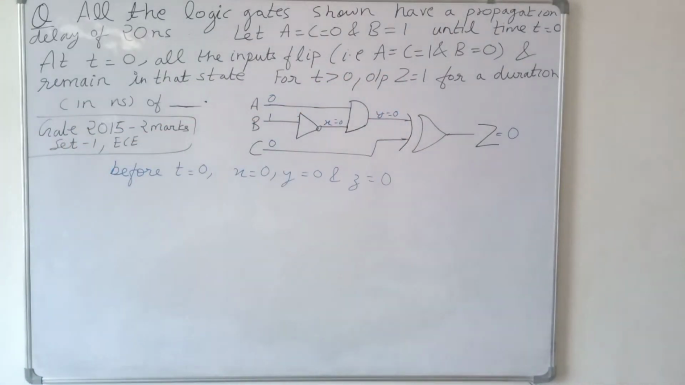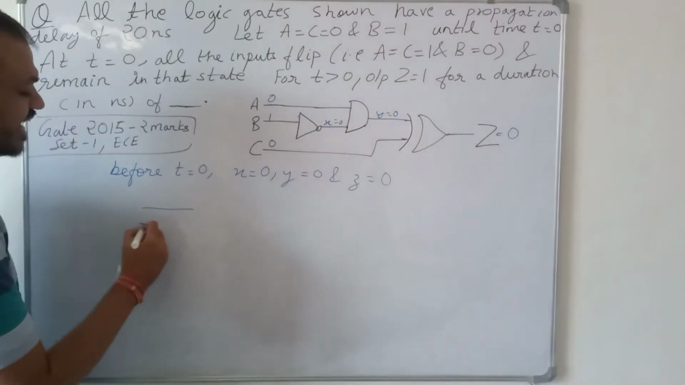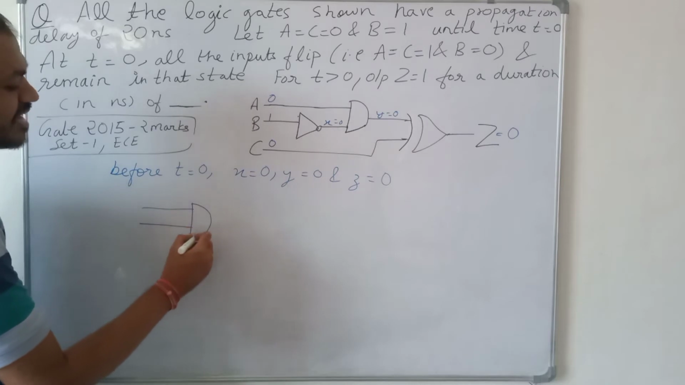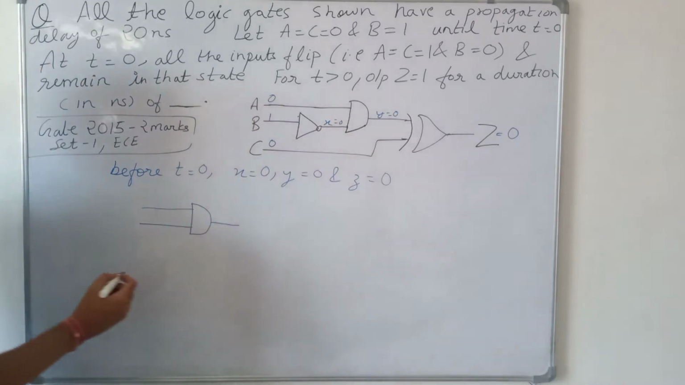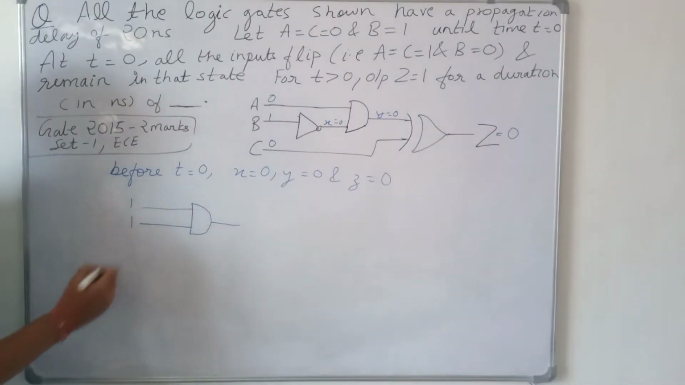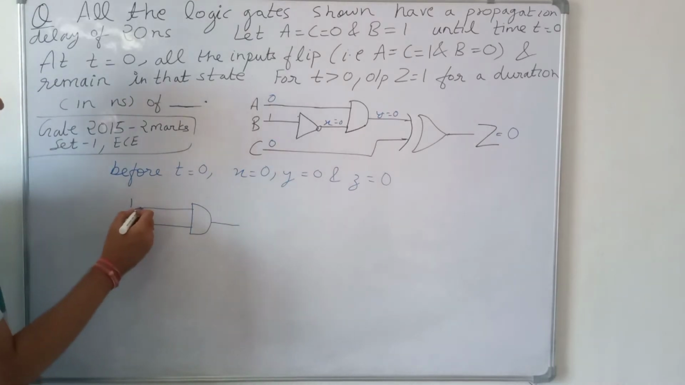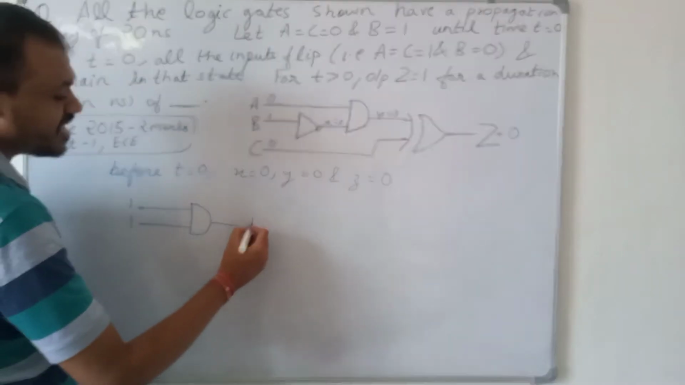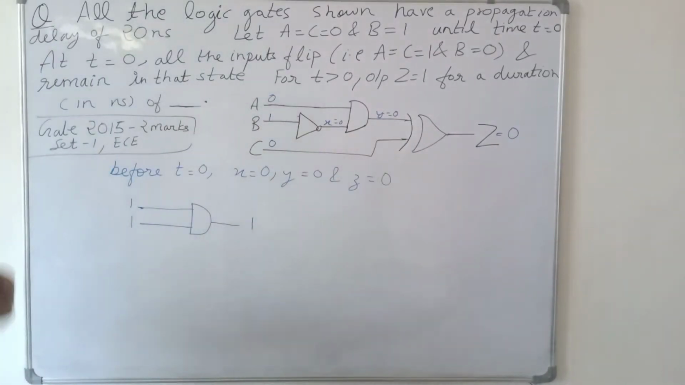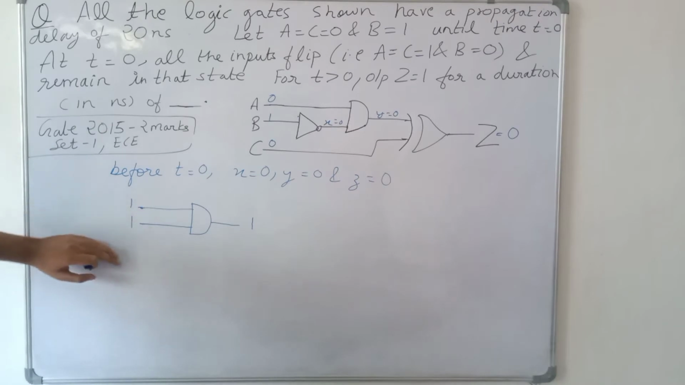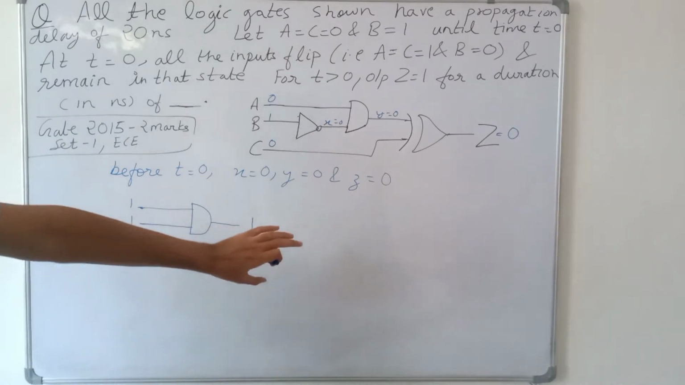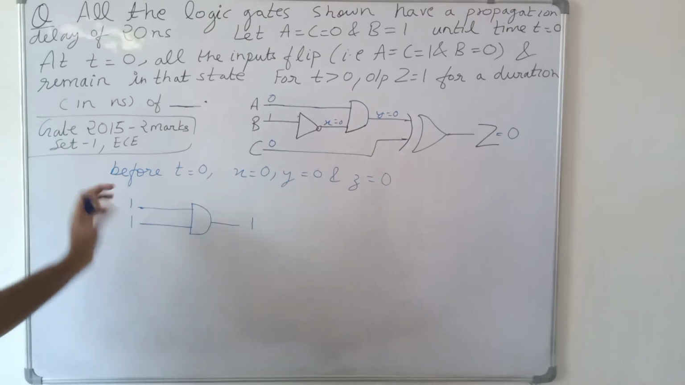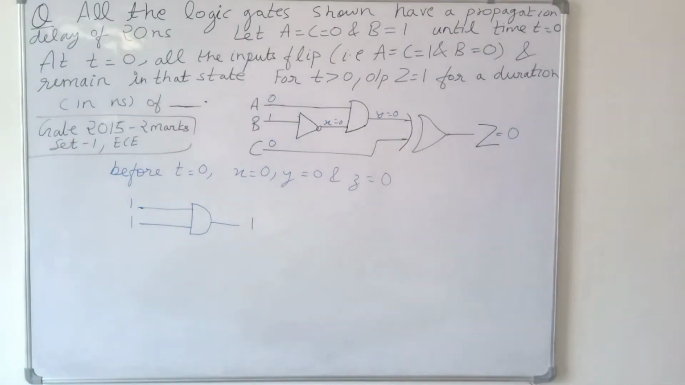So first let's understand the concept of propagation delay. If there is an ideal AND gate with a propagation delay of 0, then as soon as we apply both the inputs, 1 and 1, we get an output of 1. For an ideal gate with 0 propagation delay, as soon as we apply the inputs, we get the output.